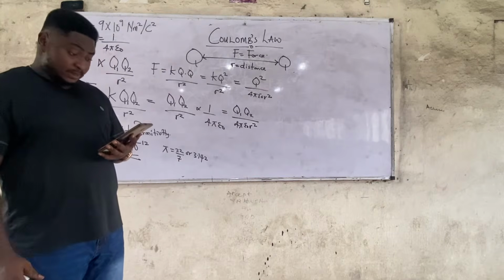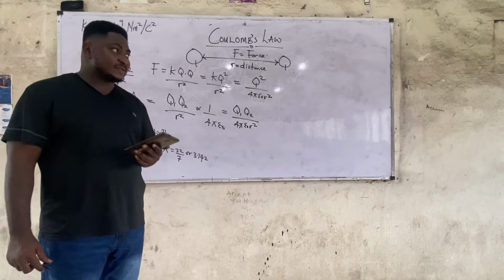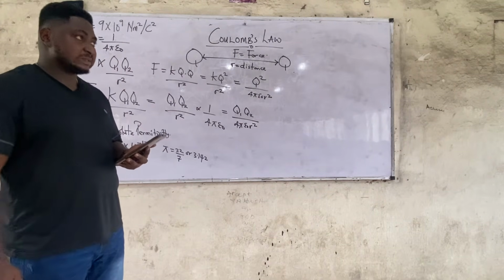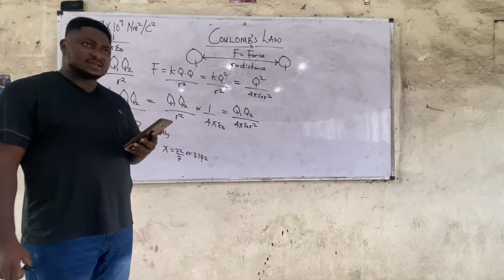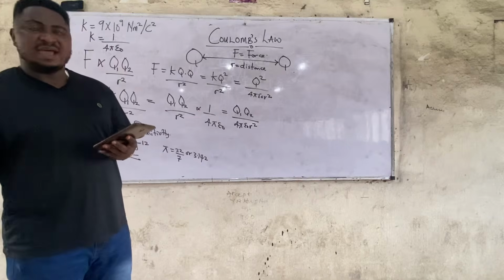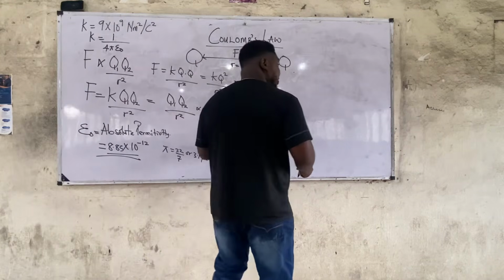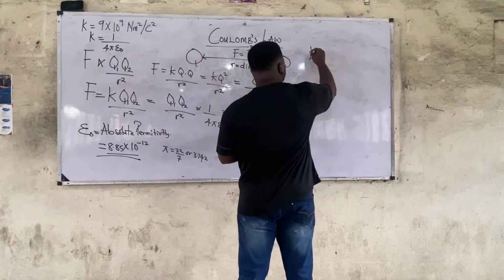Electric field, are you there? Follow me, no noise. Electric field is a region of space set up by a charge. Write down: electric field is the region of space set up by a charge.